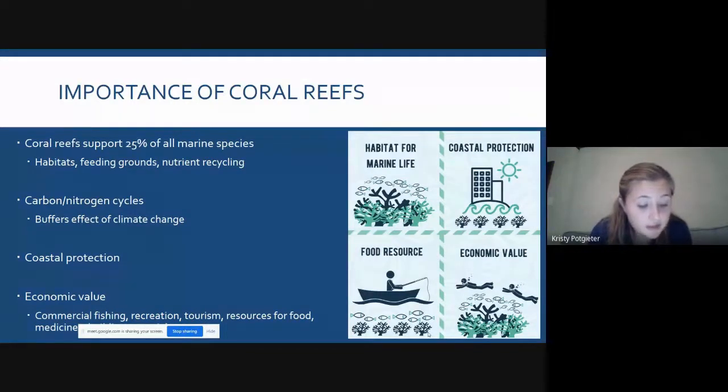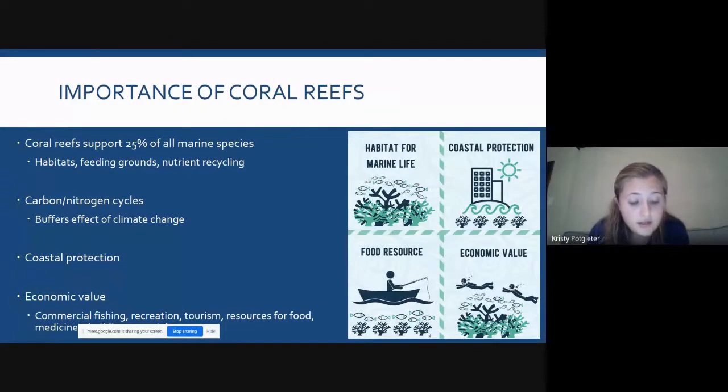Corals build their skeletons from calcium carbonate. To do this, they use the carbon dioxide that is naturally absorbed from the air by the ocean. So reefs are an important carbon sink and a buffer because they actually use up some of that carbon dioxide that would otherwise acidify the oceans. And we'll get to ocean acidification in a little bit.